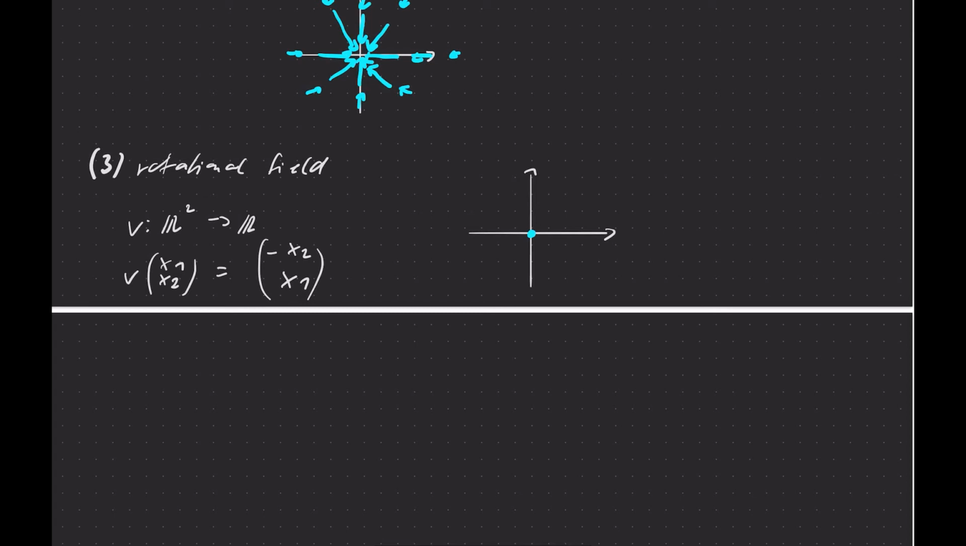Basically, what happens here is this vector here, minus x2, x1, that is perpendicular to the input vector, x1, x2. So that means the vector field has a direction that is perpendicular to the original point. So for example, if we have this point here, then the vector field will point in that direction. And so that basically means it's going to move along the circle here.